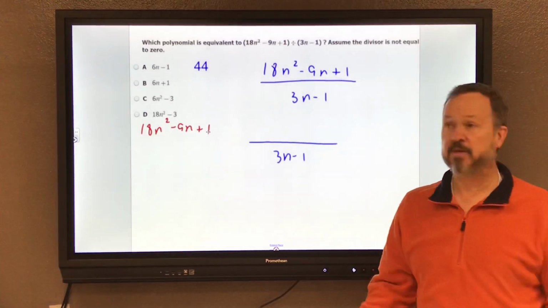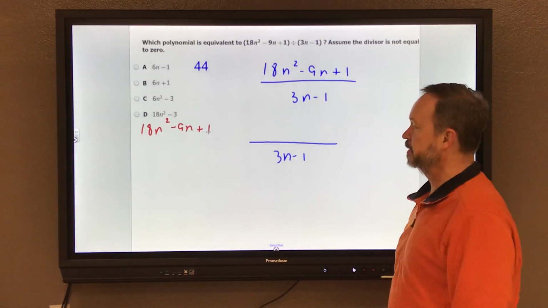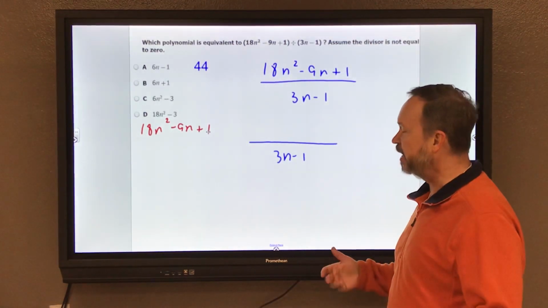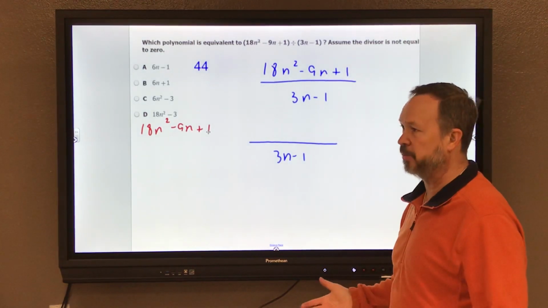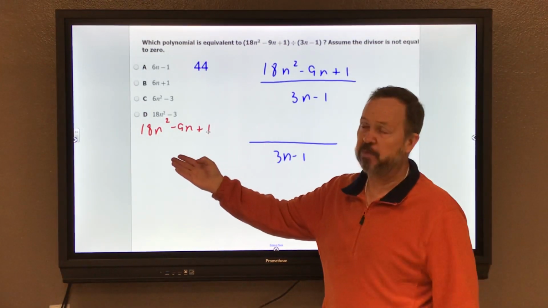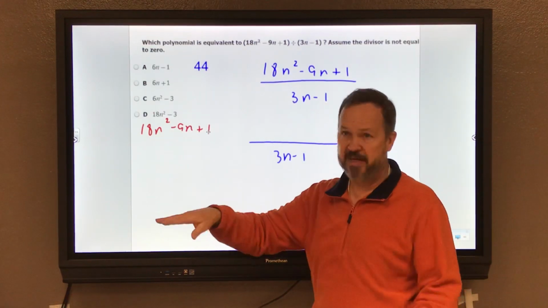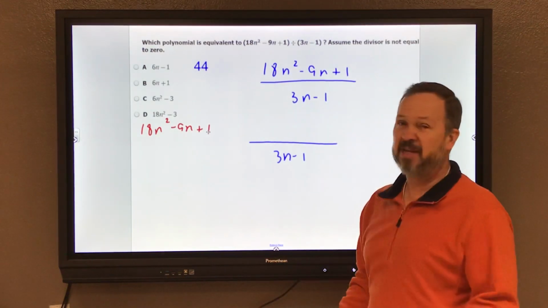Is there a GCF? No. Is it a special case? Well, if it is a special case, what special case would it be? It would be a perfect square trinomial. Well, that's not a square, so that's not the case. So it ends up being the method.